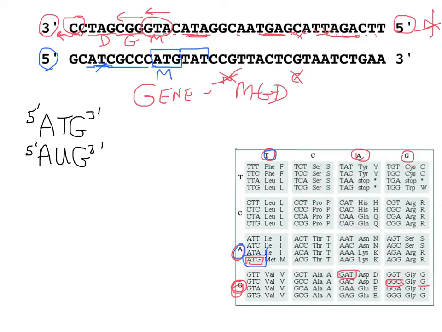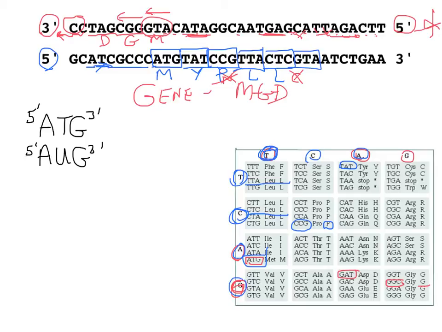Then your next codon would be TAT. T is tyrosine, which is a Y. CCG, which is a proline. TTA is leucine. CTC, you just keep going. So you have a CTC, which happens to be another leucine.